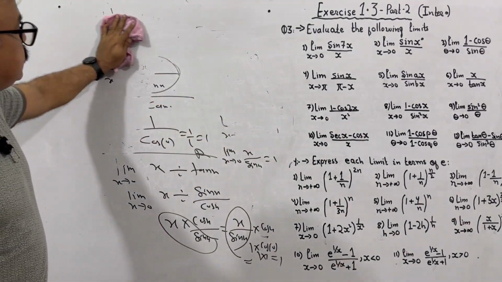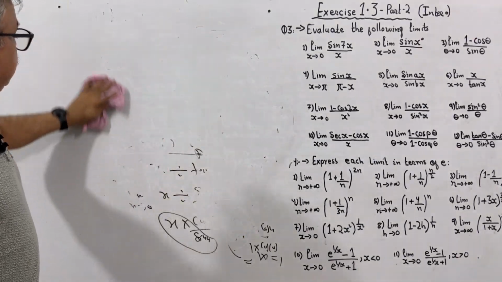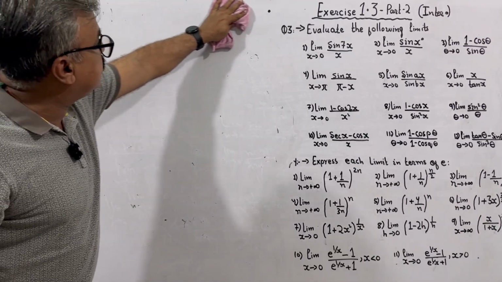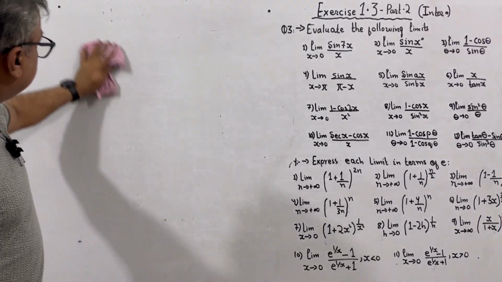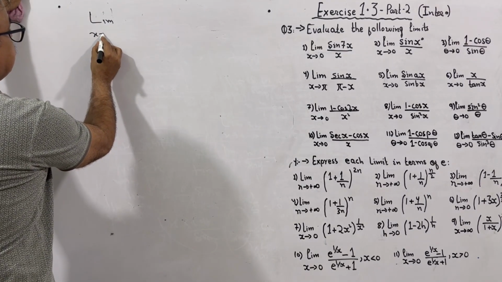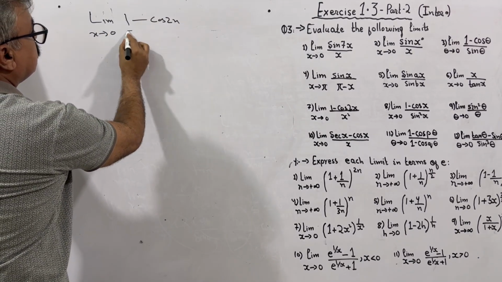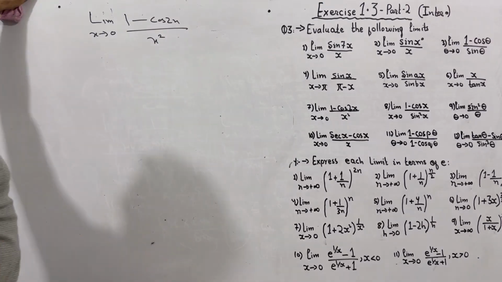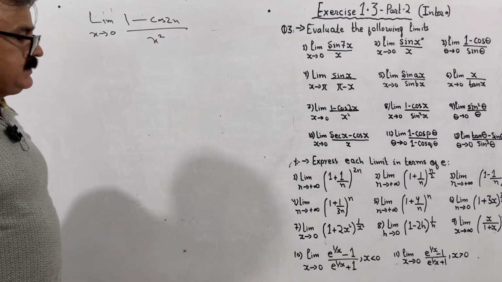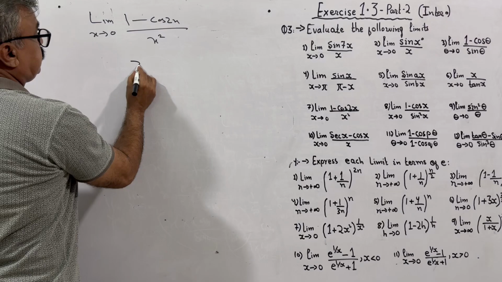Limit of 1 minus cos 2x over x square is equal to what? Evaluate this limit. Definitely, if we put in the direct limit, the denominator is 0, and 0 square is also 0. Let me write how. Question number 7, part number 7: limit x tends to 0 of 1 minus cos 2x over x square. Either it's up to you, rationalize by multiplying and dividing by 1 plus cos 2x, or put in the direct identity that I have told you.